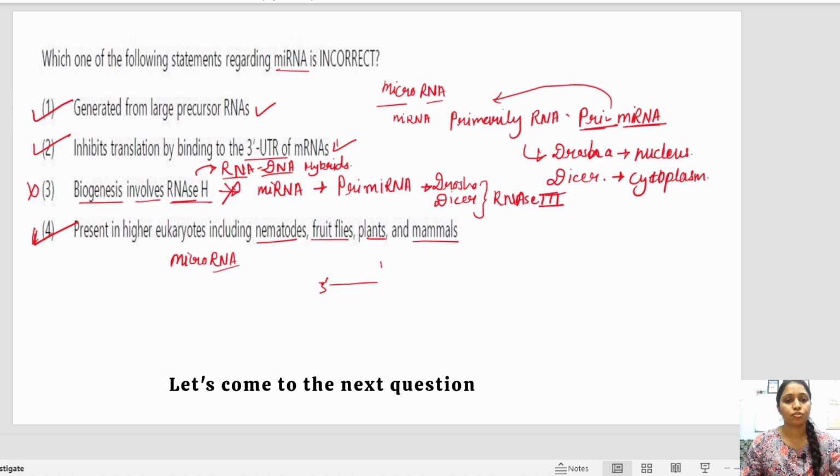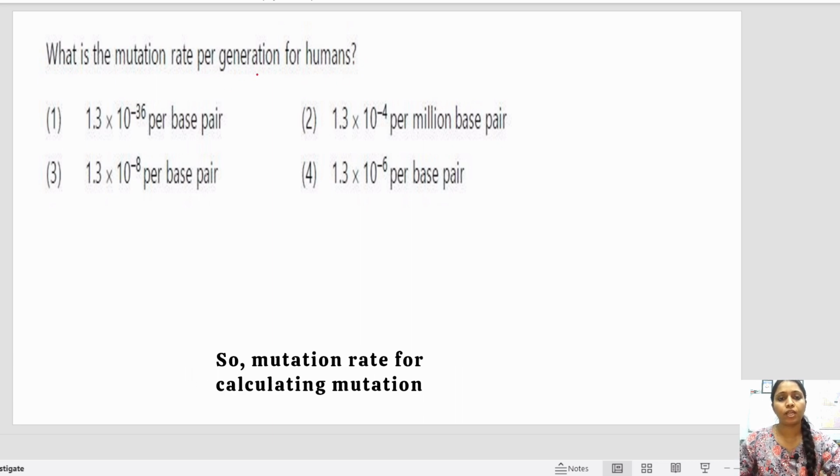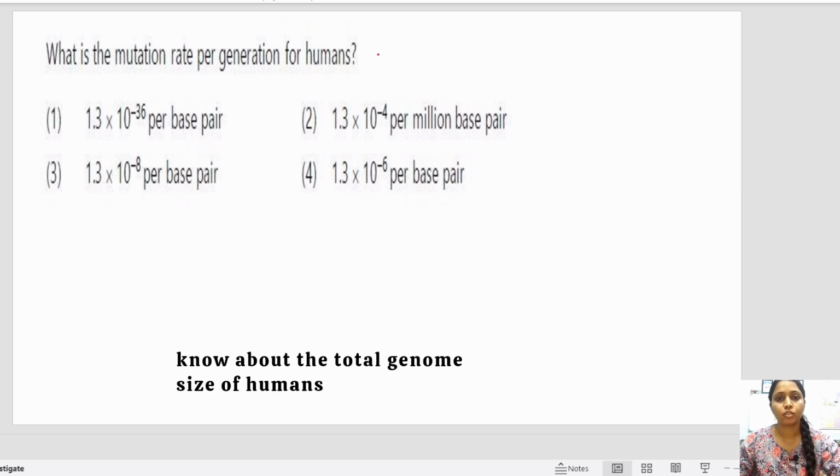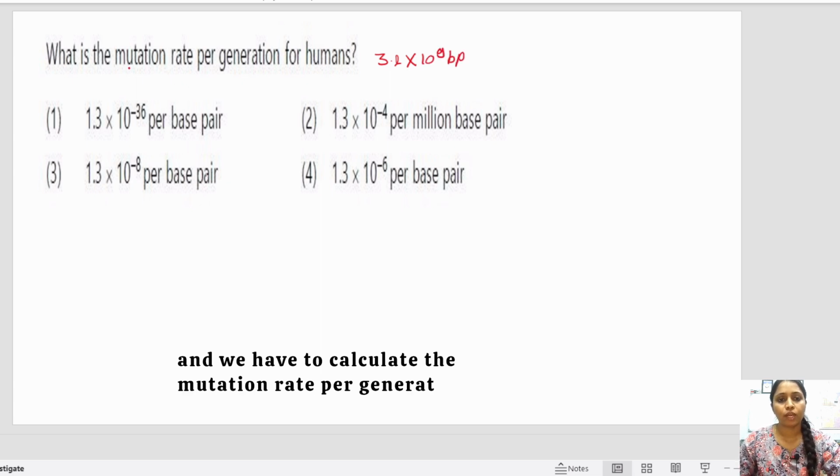Let's come to the next question. What is the mutation rate per generation for humans? For calculating the mutation rate per generation for humans, we should know the total genome size of humans, which is around 3.2 million base pairs. And we have to calculate the mutation rate per generation.